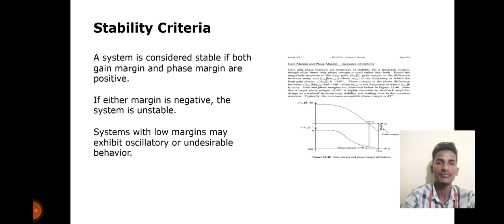Stability criteria. A system is considered stable if both gain margin and phase margin are positive. If either margin is negative, the system is unstable. Systems with low margins may exhibit oscillatory or undesirable behavior.